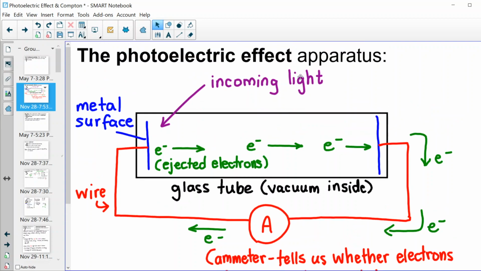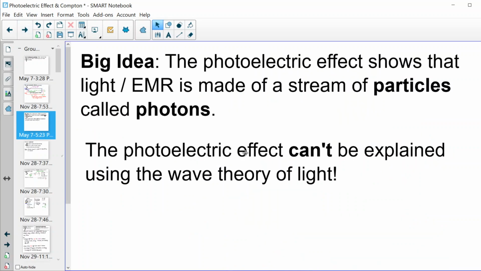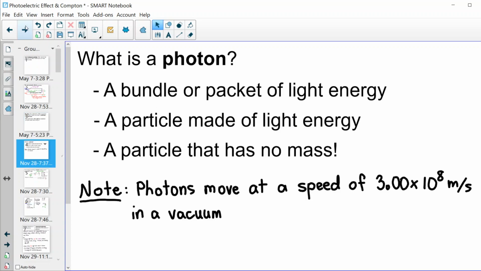By the way, this incoming light doesn't have to be visible light. It could be ultraviolet light or infrared light or something like that. So the big idea, the reason that we study the photoelectric effect, is that it can only be explained if you model light as a stream of particles called photons. The photoelectric effect is famous because it showed that light is a particle.